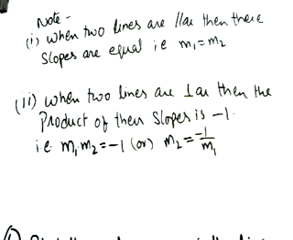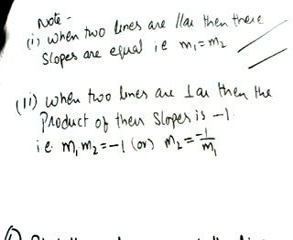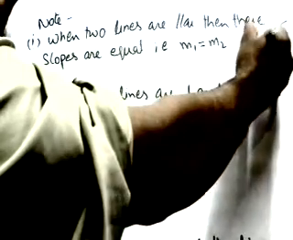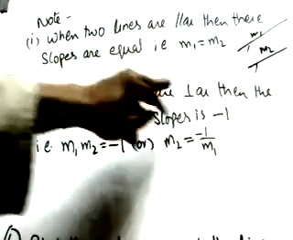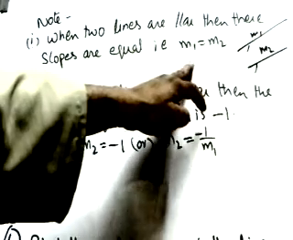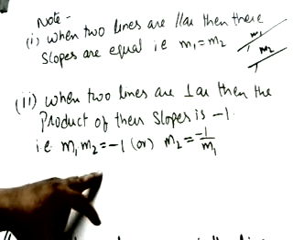Now the next concept you see here: if two lines are parallel, then their slopes are equal. Suppose we have two parallel lines. Just by looking we can say the slopes will be equal. Suppose this is m1 and this is m2. If two lines are parallel, then the slopes are equal. That is, m1 equals m2.